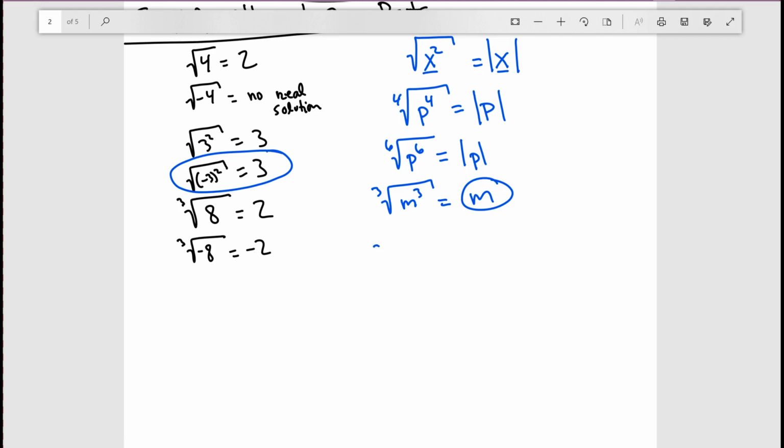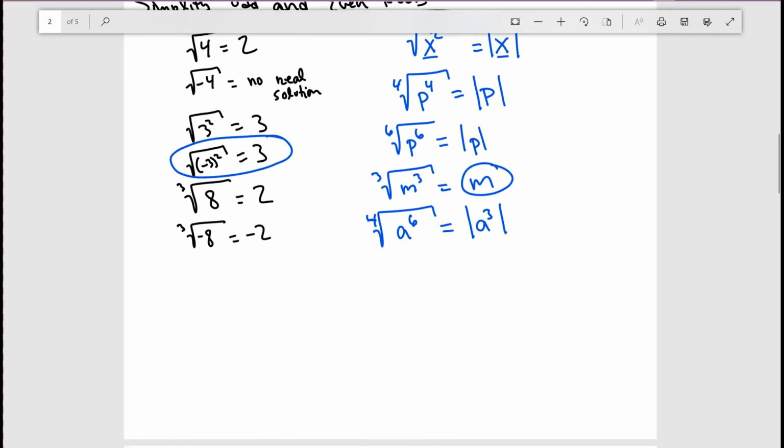What about if we had the fourth root of a to the power of 6, okay? And we're going to do problems like this in a little bit. The answer here actually is a cubed, okay? And if you want to know why, watch this next video that I'm going to put, and you'll see why. So it is a cubed, but remember, we want to put absolute value, because with the even root, you cannot have a positive or a negative. It only has to be positive. So it's going to be the absolute value of a cubed.